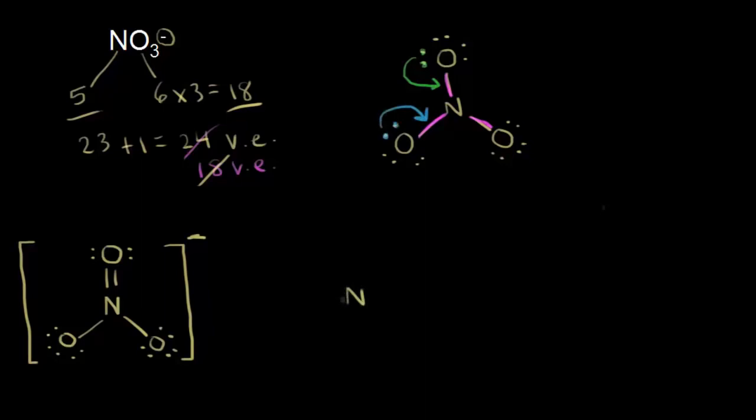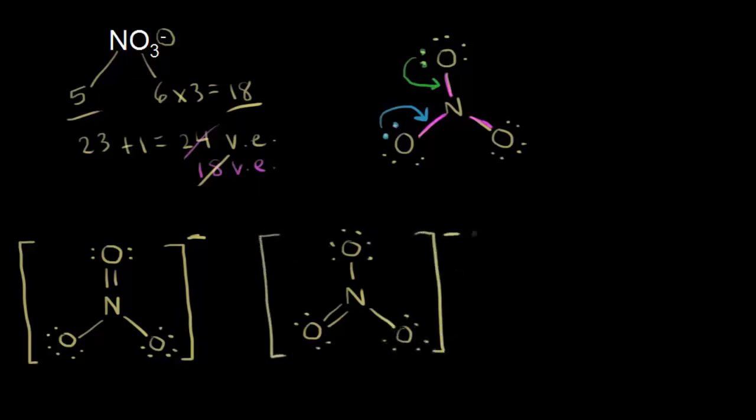We could have shown this oxygen on the bottom left now bonded to this nitrogen, and it used to have 3 lone pairs, now it has only 2. Now this top oxygen is still a single bond with 3 lone pairs around it, and this bottom right oxygen is still a single bond with 3 lone pairs around it. So this is a valid dot structure as well.